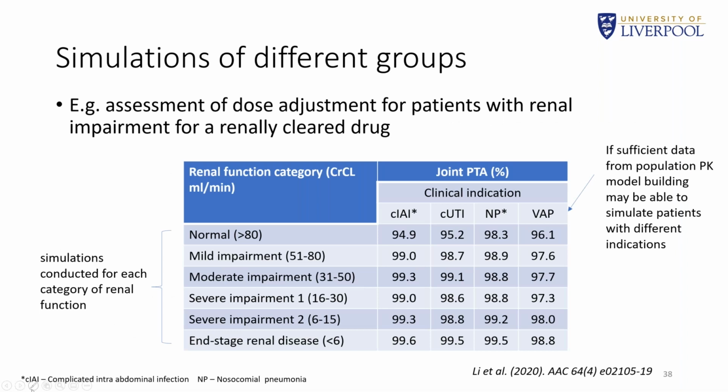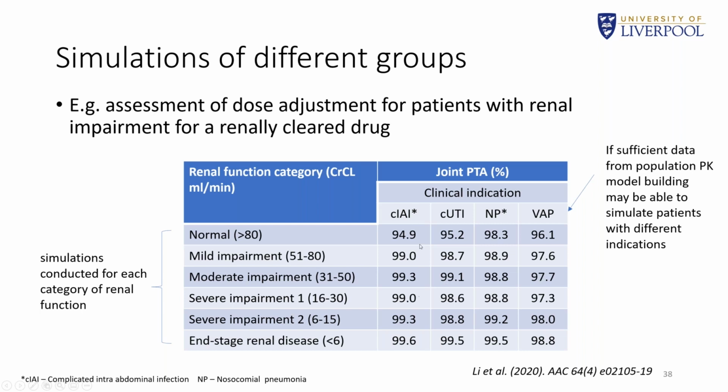So here's an example of what this looks like. This example is an assessment of dose adjustment for patients with renal impairment, for a renally cleared drug. Here you've got your different categories of renal function: normal renal function, mild impairment, moderate impairment. In this example I've not shown the doses, but there are different doses actually being simulated here. And this PTA is an assessment of whether those doses are appropriate for each of these categories.